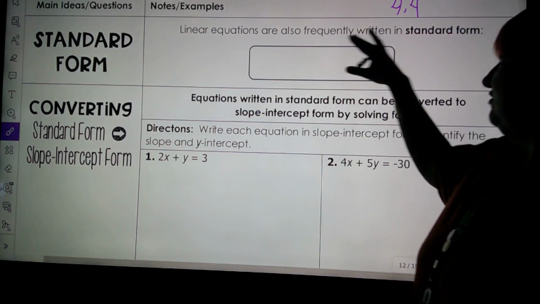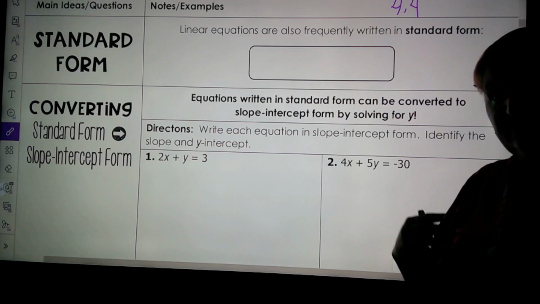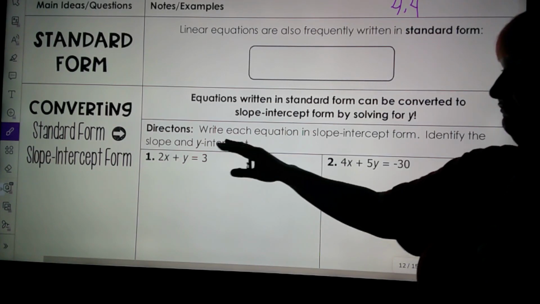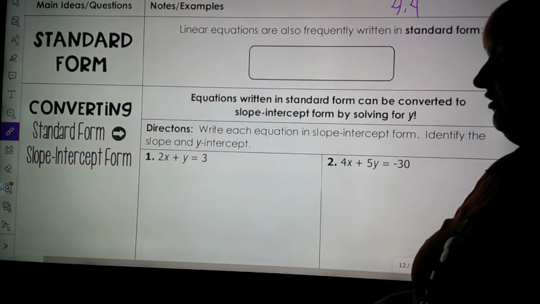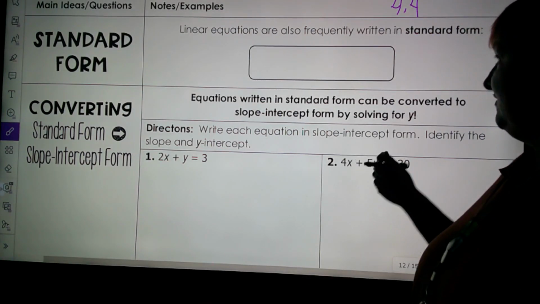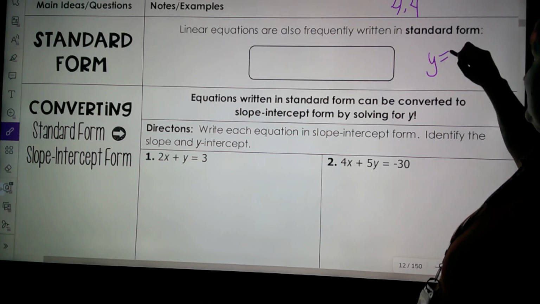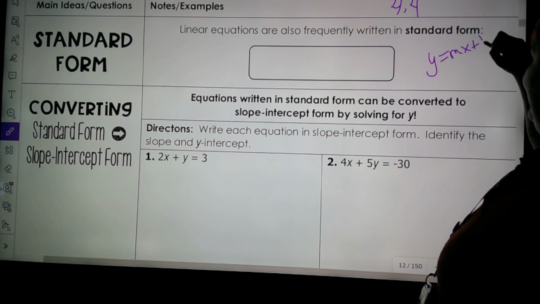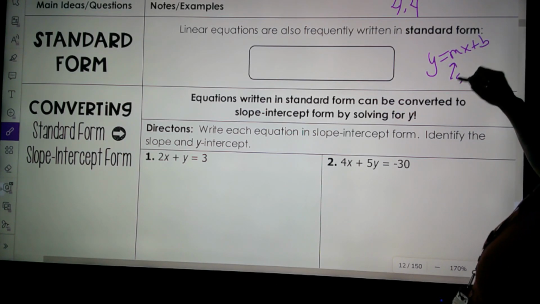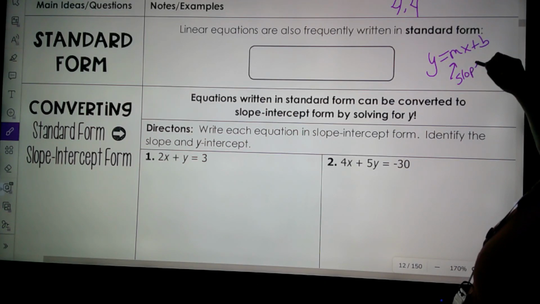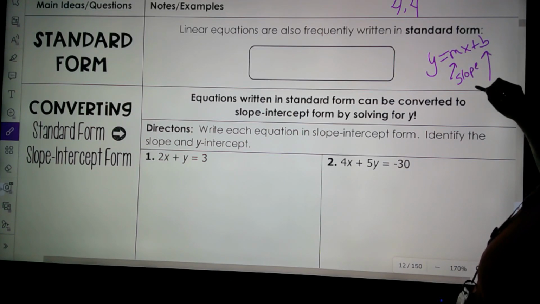Linear equations are frequently written in standard form, and you have to convert them to slope-intercept form so that you can graph them. Right? Now that we understand that slope-intercept form is y equals mx plus b, and that we need it in slope-intercept form because this tells us the slope and this tells us the y-intercept, our first point, where to start, right?